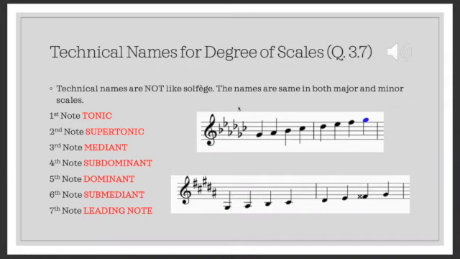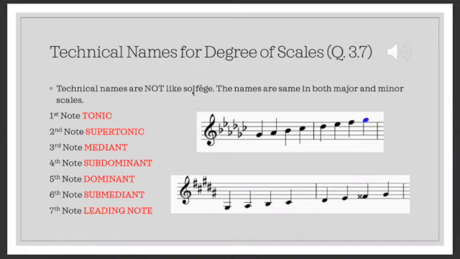Technical names for degree of scales. The degree of a scale is simply what note it is in the scale. So is it the first note of the scale, the second note of the scale, the third note, etc. It's the position in which a note appears in the scale, be it major or minor.